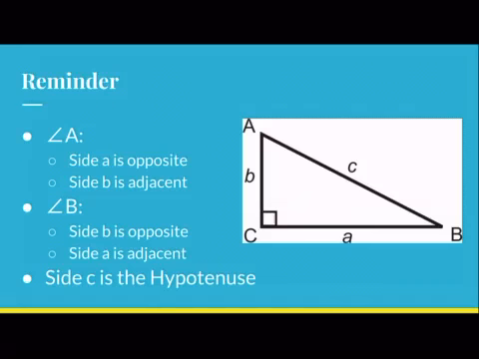Just as a reminder, when we're talking about angle A, side A is the opposite and side B will be adjacent. And in angle B, side B is opposite and side A is adjacent. The side opposite the 90-degree angle, or in this case angle C, will always be the hypotenuse.